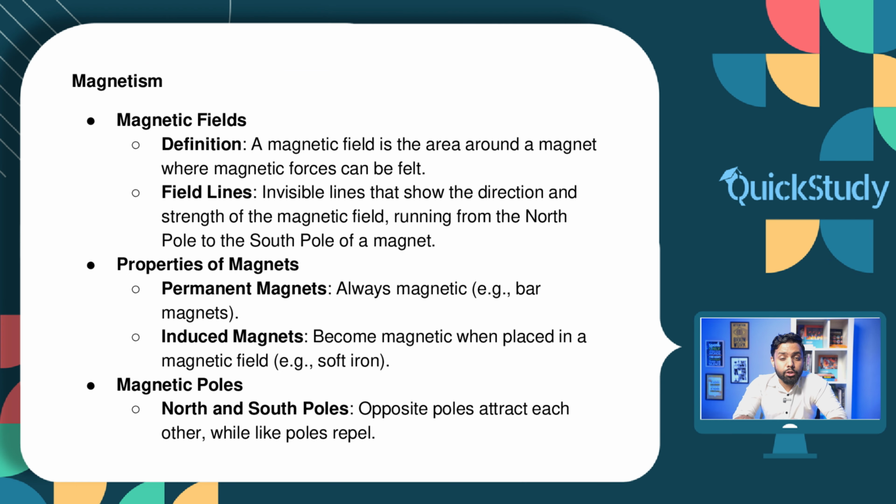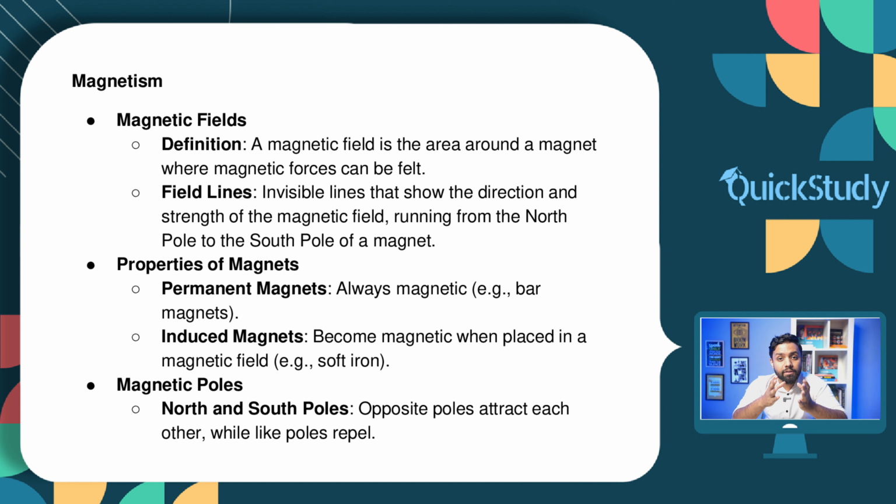Today we will be starting another topic of GCSE Physics, and our topic for today will be magnetism and electromagnetism. Before getting to know about magnetism, we must know about magnetic field. A magnetic field is the area around a magnet where magnetic forces can be felt. Using this magnetic force, the two magnets basically attract or repel each other.